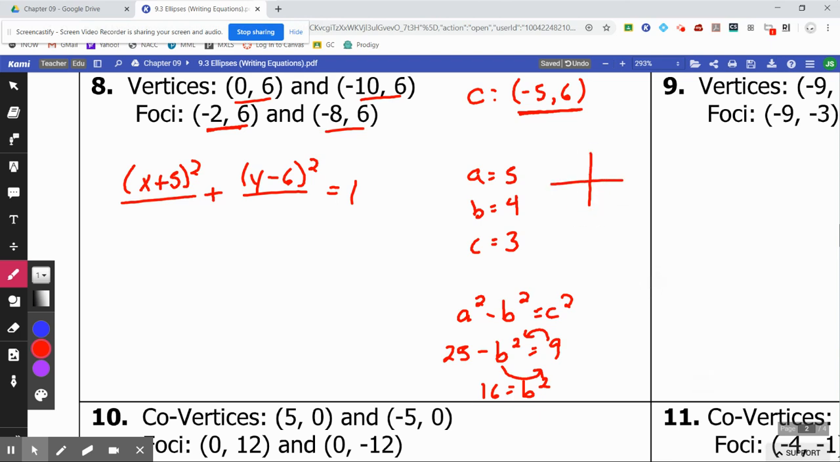The center was at negative 5, 6, which is somewhere over here. My foci or my vertices are both on the major axis, so they are to the right and left of that center point. So this is a horizontal ellipse, so the larger value is going to go under the x. 25 under the x, 16 under the y.